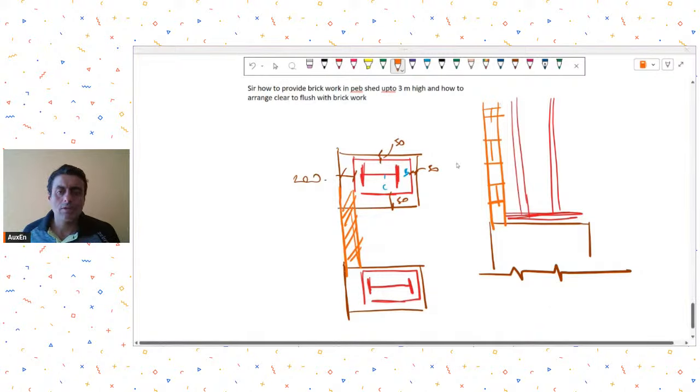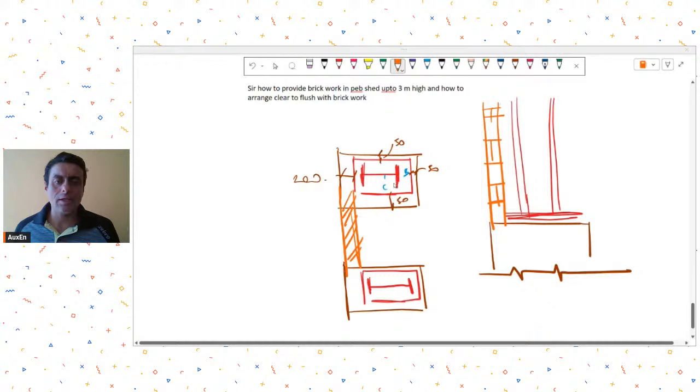The advantage of having this kind of an arrangement is that there is no integration between the PEB column and the brick wall, so whatever wind loads are acting on your PEB shed or PEB columns, they will not affect the brick wall in any manner.